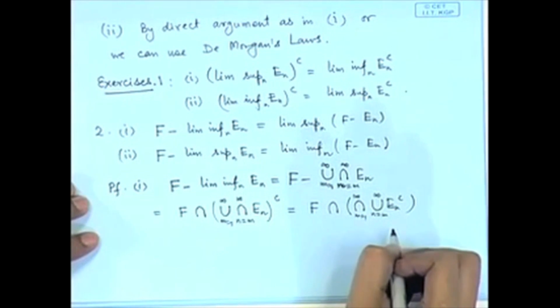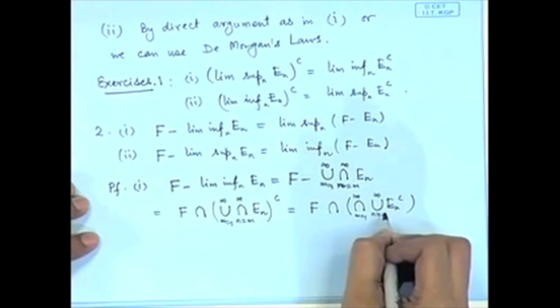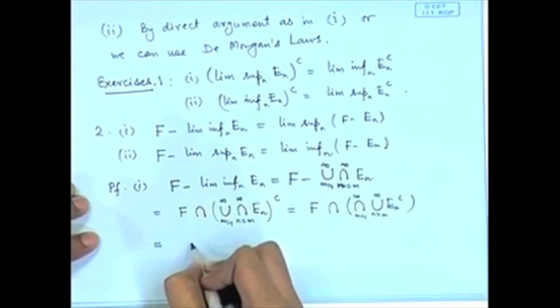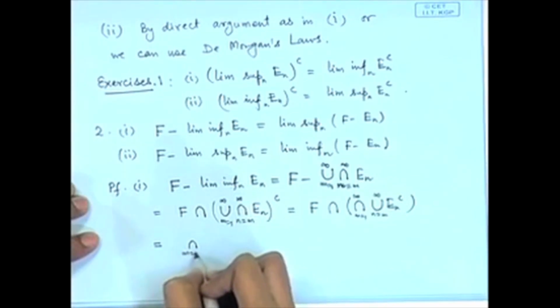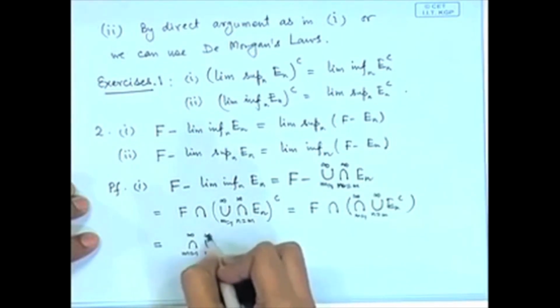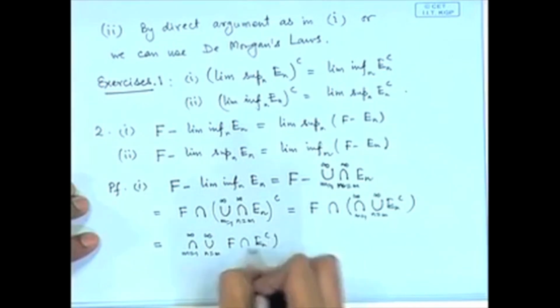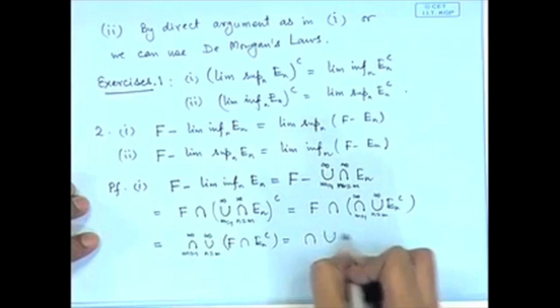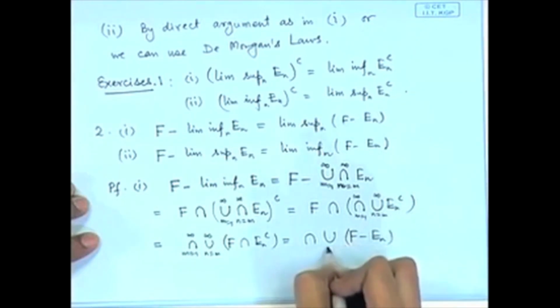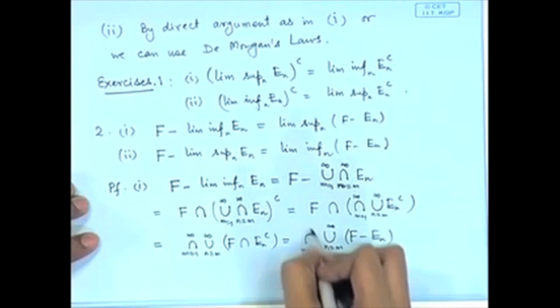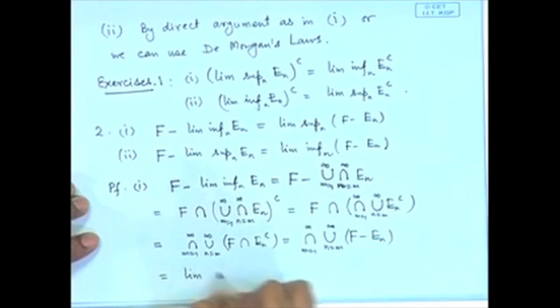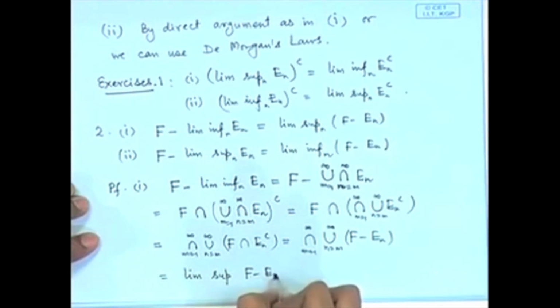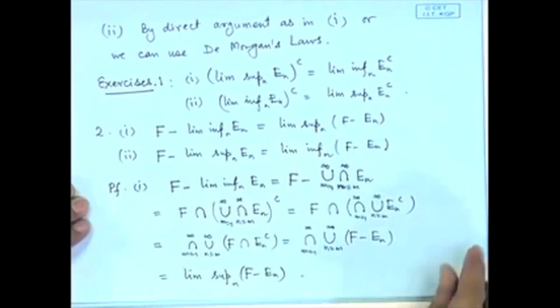Now, at this stage we can apply the distributive properties of the unions and intersections, and this will give us the intersection over m equal to 1 to infinity, union over n equal to m to infinity, of F intersection En complement, which is equal to the intersection, union of F minus En, where n is equal to m to infinity, m is equal to 1 to infinity, and this is nothing but the limit superior of the sequence F minus En. In a similar way, we can prove statement 2 of this.